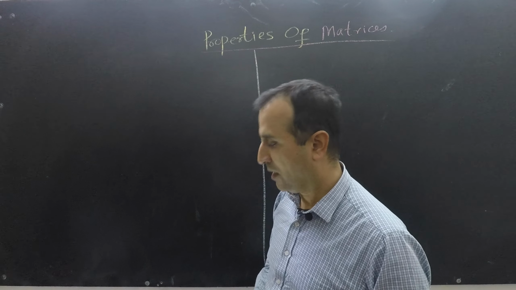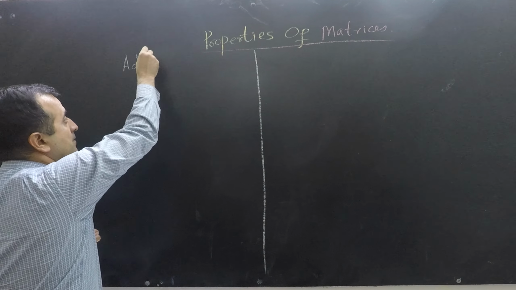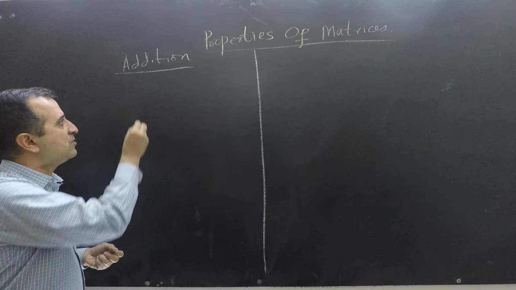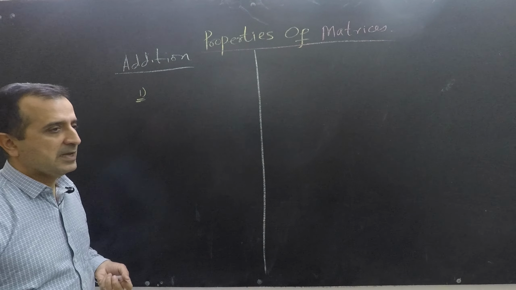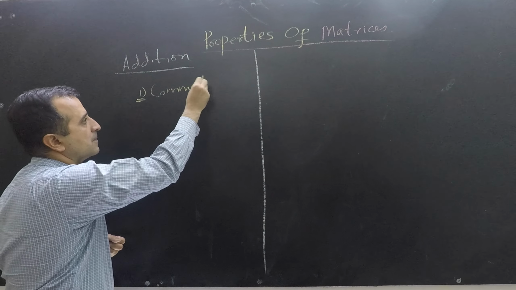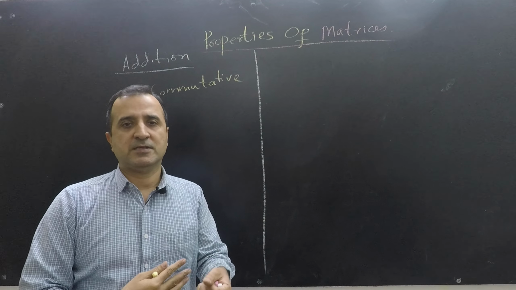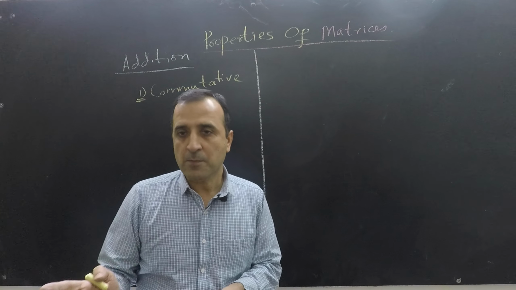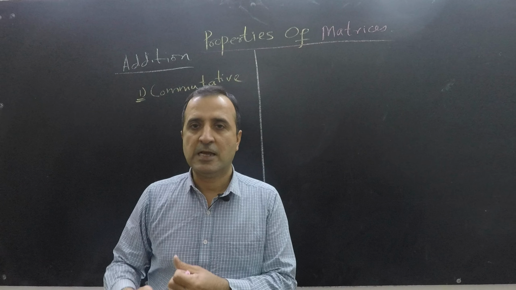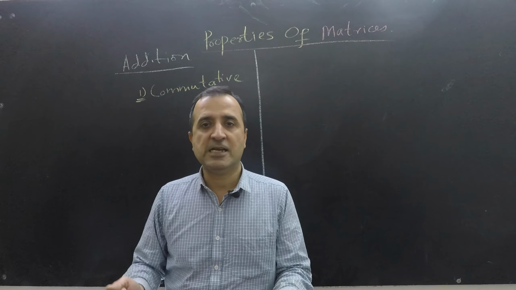Now this half is about addition properties. So I write here addition. The property number 1 that we have to discuss with regards to addition is commutative. The commutative property is about order of matrices. That means I can say A plus B, and if I change the order and say B plus A, and the result is the same, then we say that addition is commutative.